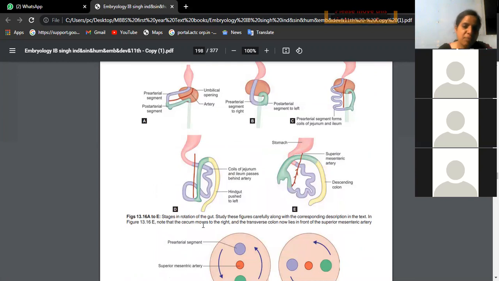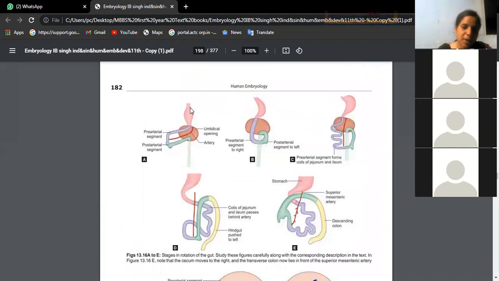Okay, now see here, rotation of gut. In rotation of gut, this is foregut. This blue and green are midgut. The remaining part is hindgut. So what is this artery? It's the midgut artery. Midgut, superior mesenteric artery.